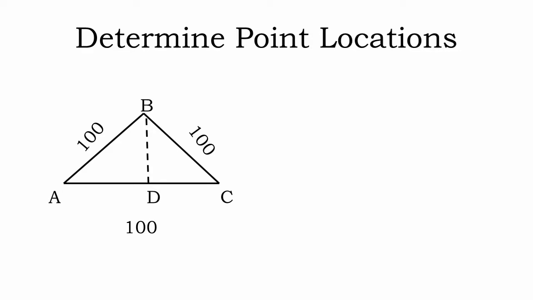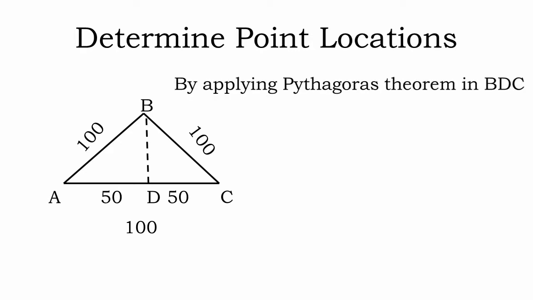So now since this is an equilateral triangle, this perpendicular can also act as a median. It is going to split the base into two equal dimensions, 50-50, right? So now I am going to apply Pythagoras theorem to triangle BDC. We know Pythagoras theorem: hypotenuse square, BC square, is equal to BD square plus DC square. Now I want to find out BD.